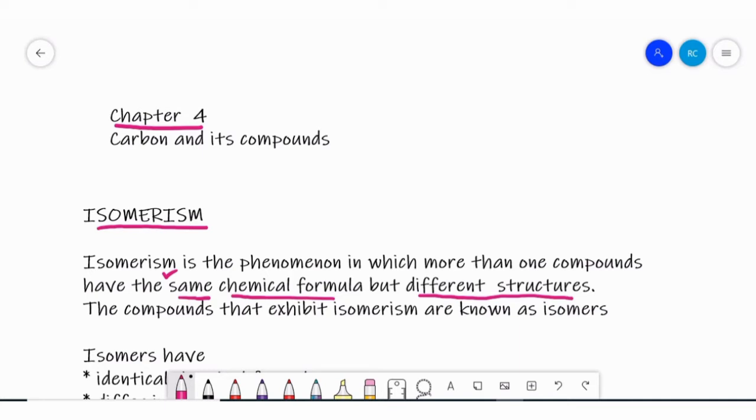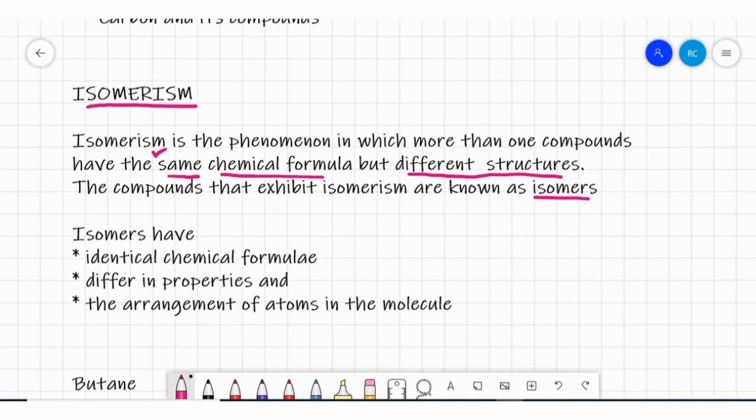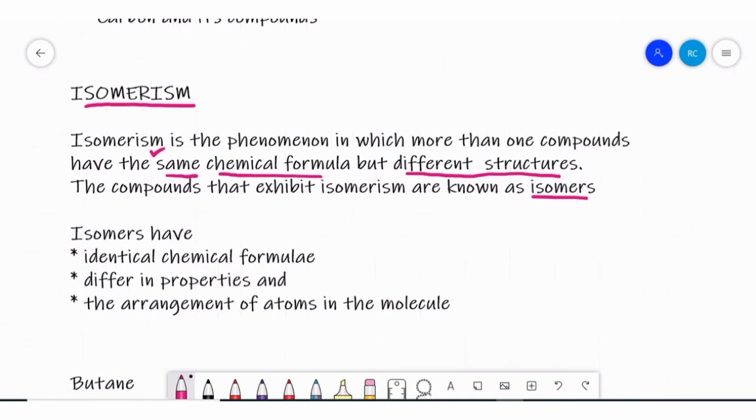Such compounds that show isomerism are called isomers. So isomerism means compounds have the same chemical formula but different structural formulas, and the corresponding members we call isomers. Usually isomers have an identical chemical formula, but they differ in their properties and in the arrangement of atoms in the molecule.